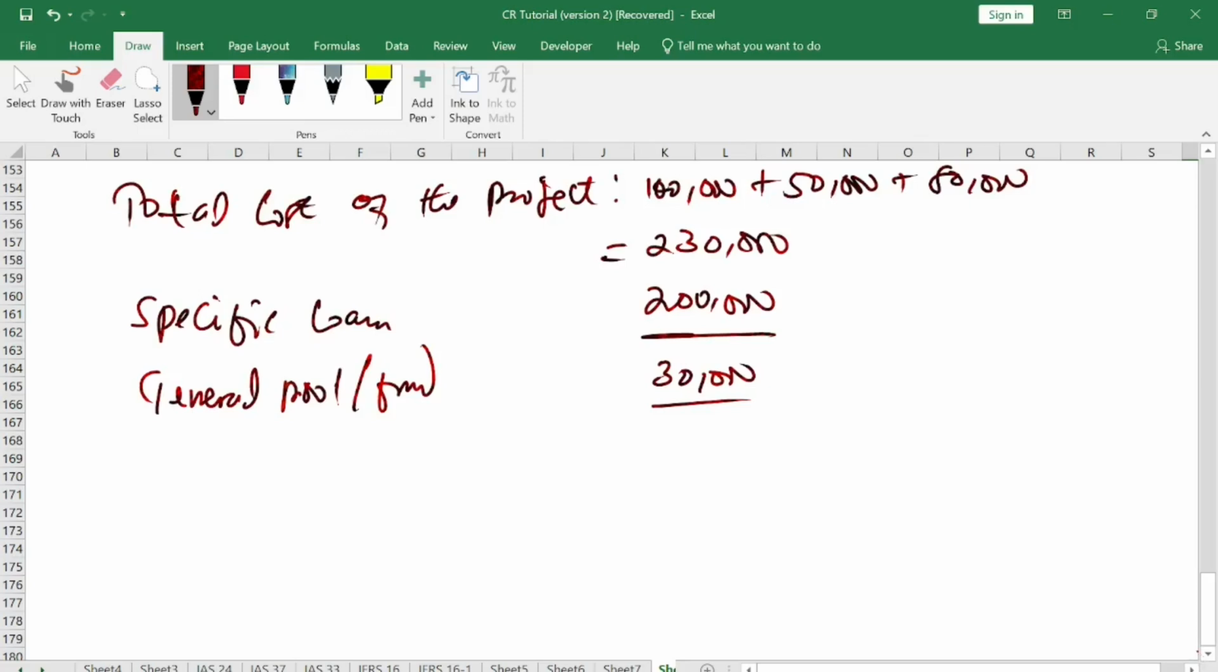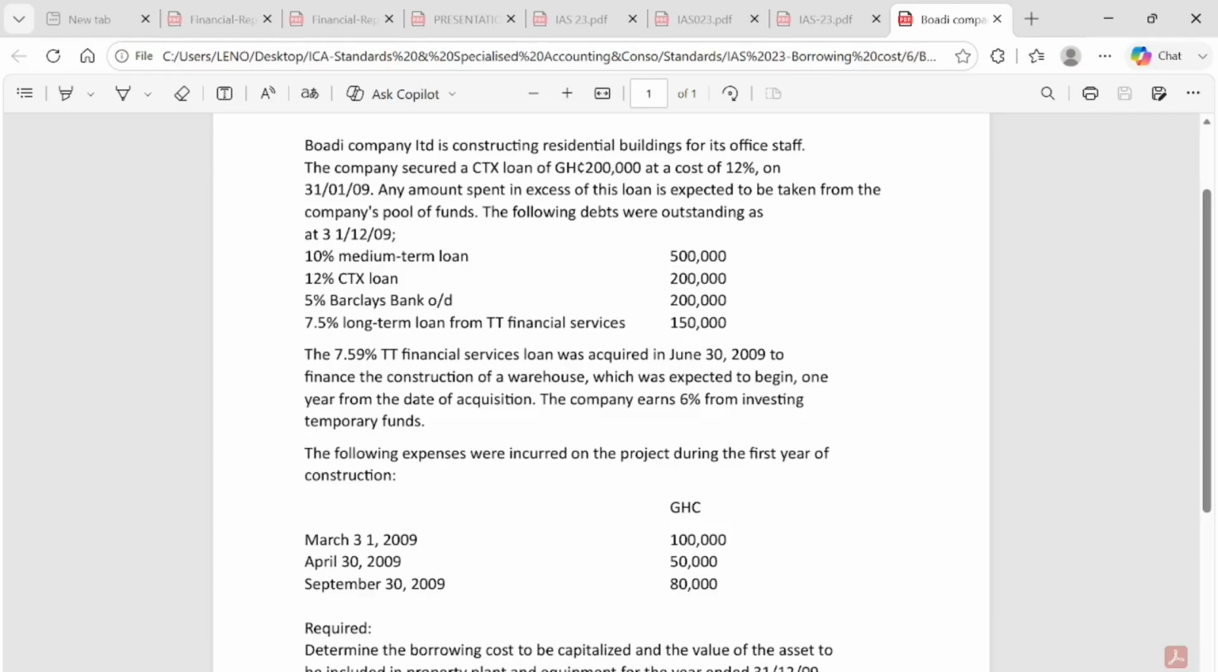So all you have to do is align all the general pool of funds. Now, which one forms the general pool? So let us look at it. 10% loan, 500,000. 12% STX loan, we know that one to be a specific loan. And then we have 5% Barclays over the 200,000, and 7.5% from TT Finance Service. This TT Finance is a loan acquired for something else. That one is also a specific loan for a warehouse, so we cannot use it for this project.